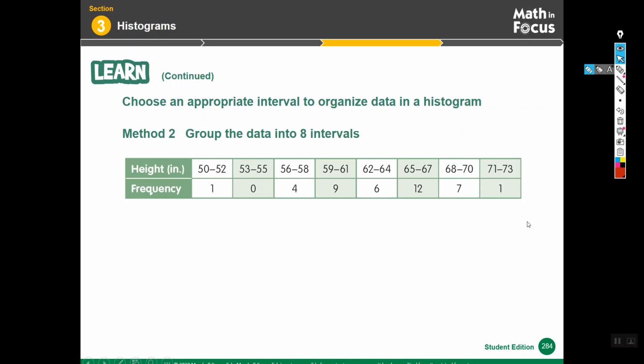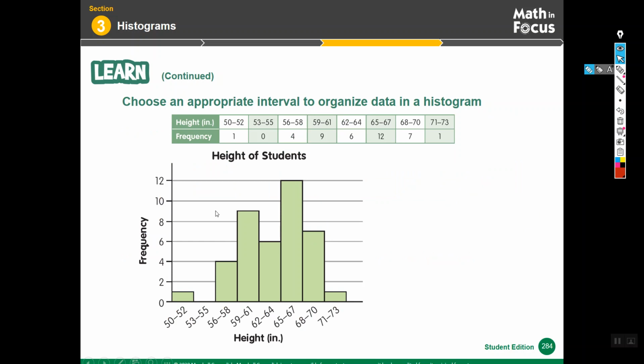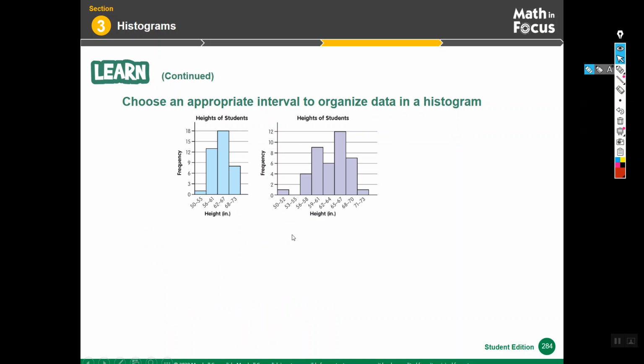Okay, next. So you can see that gives us a little clearer picture of the varied ranges. Before it was just kind of up and then down, but this you can see the variation there, and you can see that we have nothing here, and these would be our outliers, right? They're separated, so kind of our outliers there. Choose an appropriate interval to organize data into histograms.